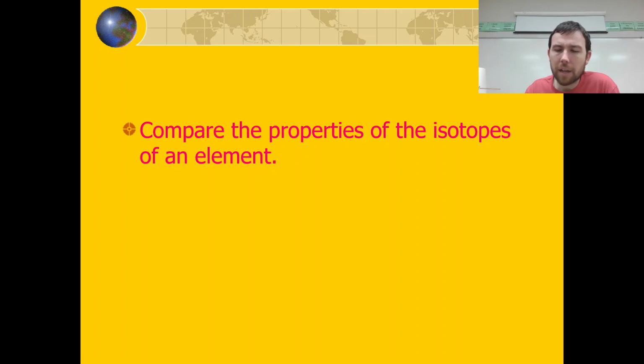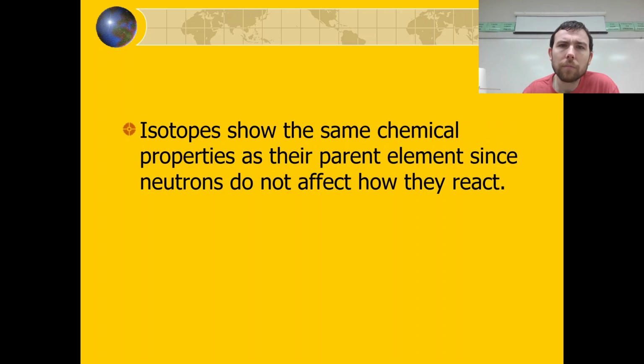All right. Now, the last thing we're going to take a look at is comparing the properties of isotopes of elements. When we talk about isotopes, we know that the only thing that's different is the number of neutrons. And so different isotopes, whether we're talking about carbon-12 or carbon-14, are going to have the same chemical properties as their parent element, since neutrons do not affect how an element chemically combines with other elements. So that's kind of an interesting thing to consider. Different numbers of neutrons, different isotopes actually have the same chemical behavior as their parent element.